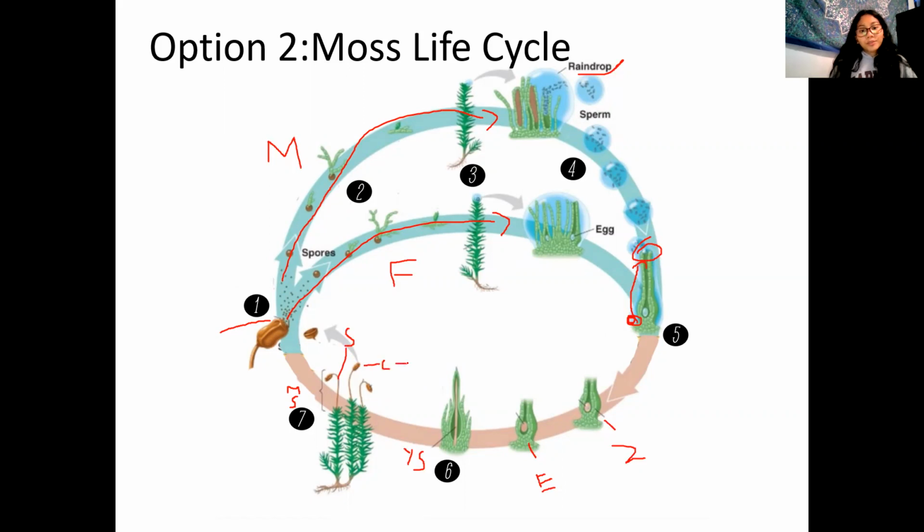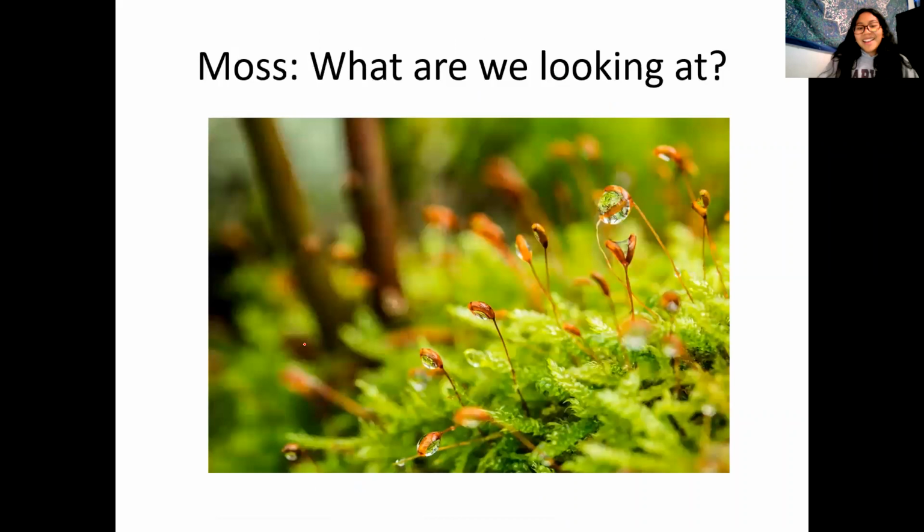And in the capsule, there is also the sporangium, and the sporangium through meiosis can create spores and will eventually disperse, and then it brings us back to the beginning of the moss life cycle. Cool, right? So what we're looking at here is a picture of little mature moss sporophytes.